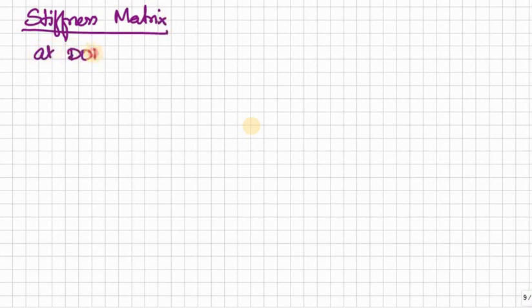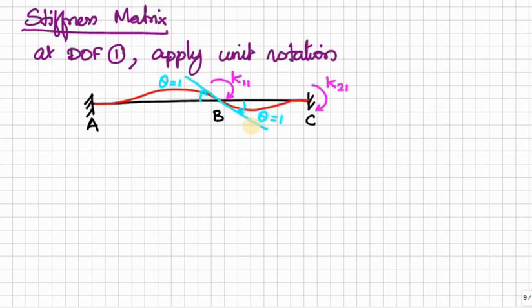So first we apply unit rotation at degree of freedom 1. This is the deformation that happens in the beam due to the rotation along degree of freedom 1. And remember, we have to apply a positive rotation, that means clockwise rotation. That's why we get this deformed shape.